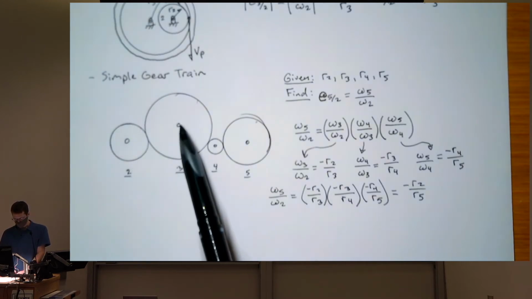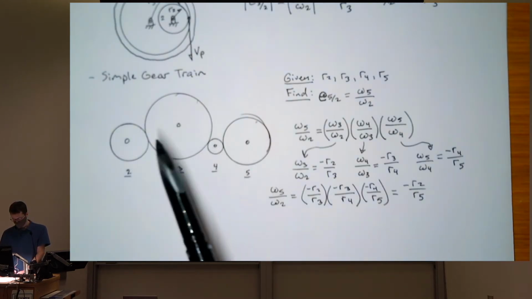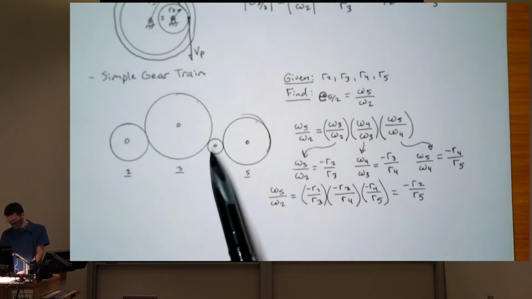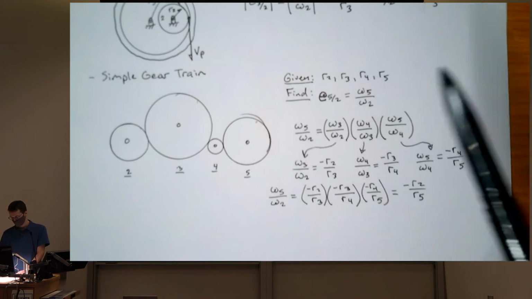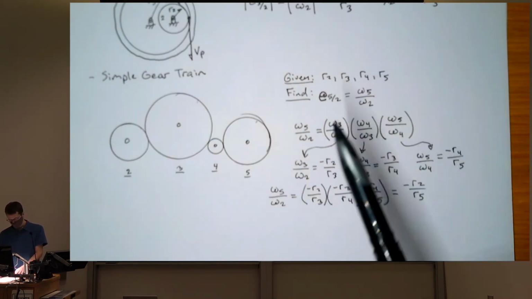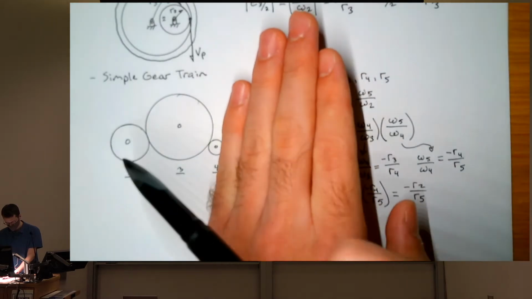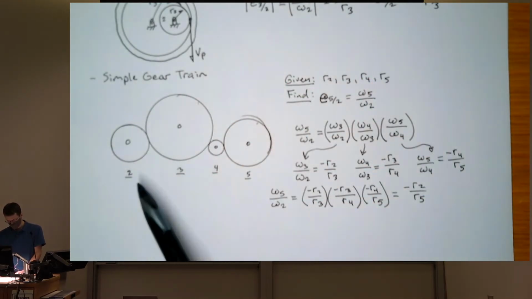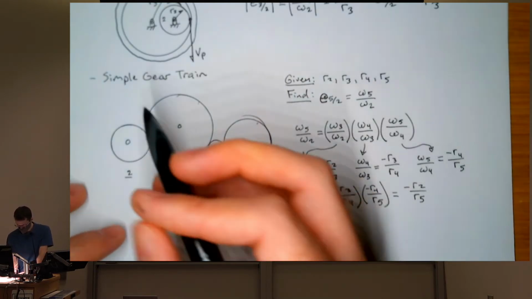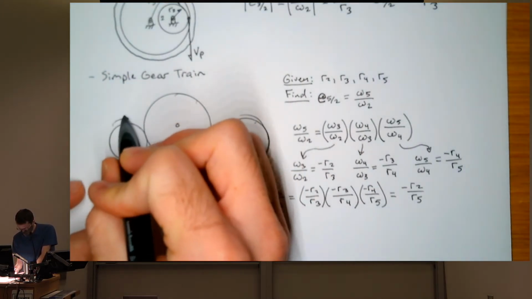We have 1 pair, 2 pairs, 3 pairs. So gear 2 to 3 is 1 step. Gear 3 to 4 is 1 step. Gear 4 to 5 is 1 step. It's an odd number, so therefore we have a negative speed ratio. If we didn't have gear 5 here, if it was just 2, 3, 4, we would find that 2 and 4 are rotating in the same direction. And so we would get R2 over R4, and it would be a positive, because negative times a negative gives us a positive.